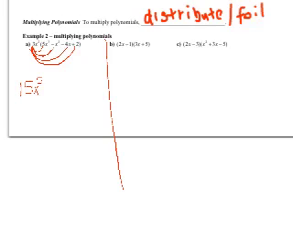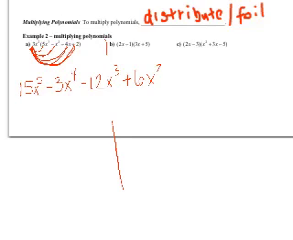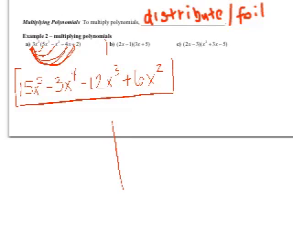Okay, 3x squared times negative x squared is negative 3x to the 4th. 3x squared times minus 4x makes minus 12x to the 3rd. And 3x squared times positive 2 makes plus 6x squared still. There are no like terms to combine, so that would be a final answer for that.